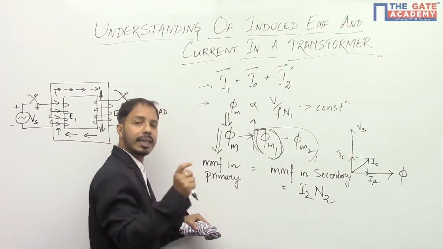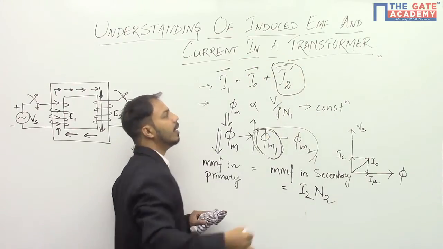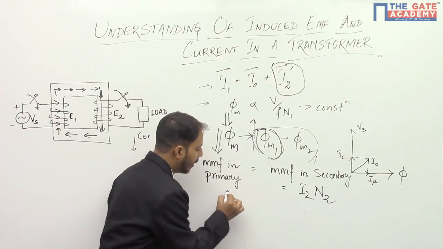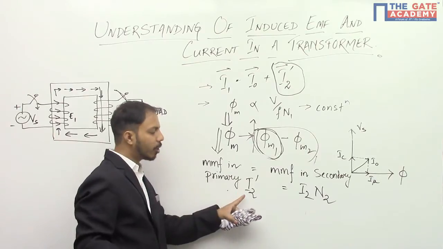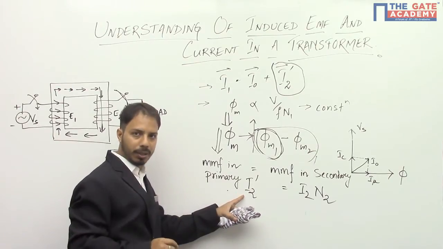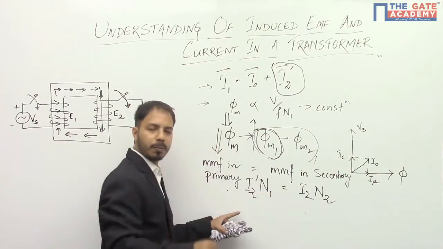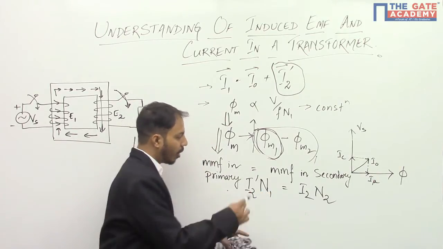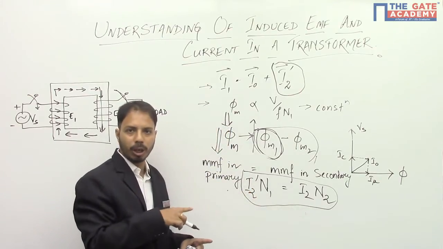So, what is the increment of the current? This is the part which is increasing in the primary. The current that is increasing in the primary I will write as I2 dash, multiplied by the number of turns in the primary, N1. This is the actual formula.